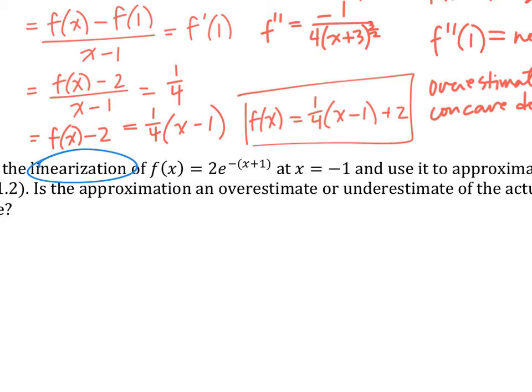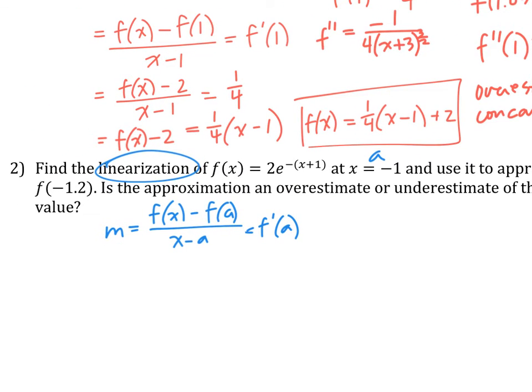All right, how do we start? Let's make sure we all know how to start. Label your stuff, set it up. m equals f of x minus f of a over x minus a, equals f prime, the derivative at a. What number is a? Negative 1. So that means x is negative 1.2.